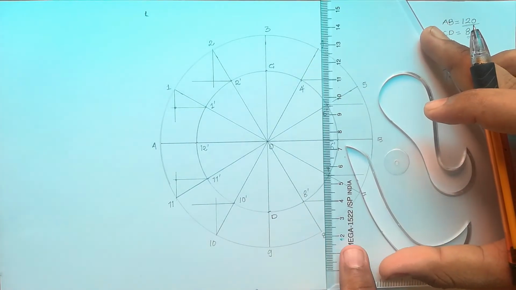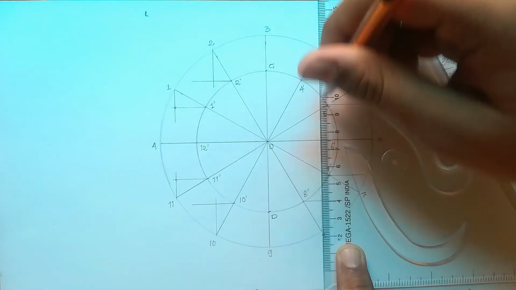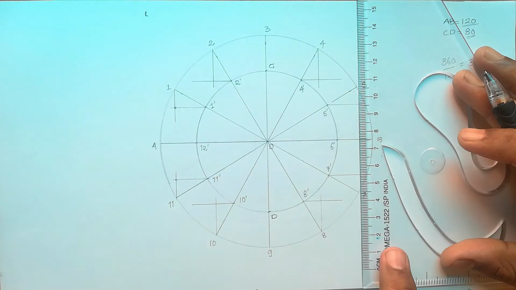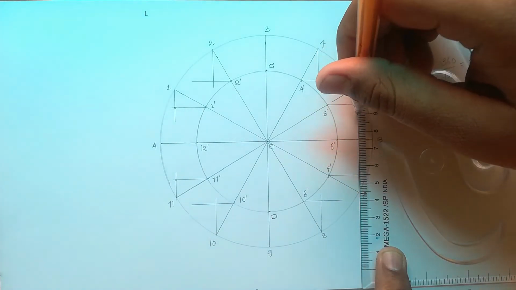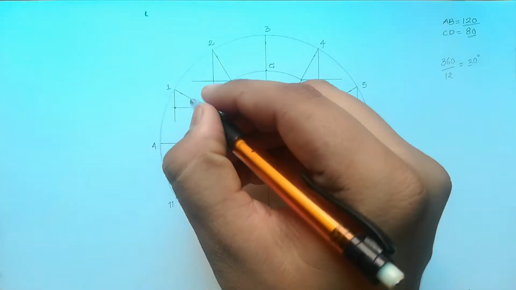For 4 and 8, I will do the same thing. From 8, this is my vertical line. From 4, this is my vertical line. And lastly, for my last 2 points, 7 and 5. So these are all the points that I have received. Let me just mark them.